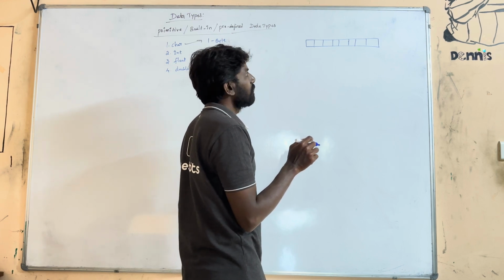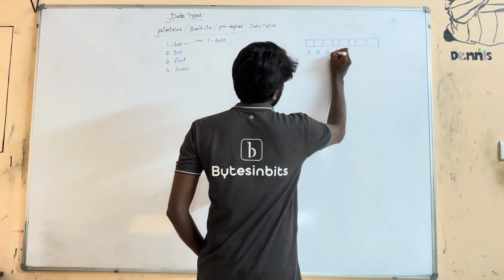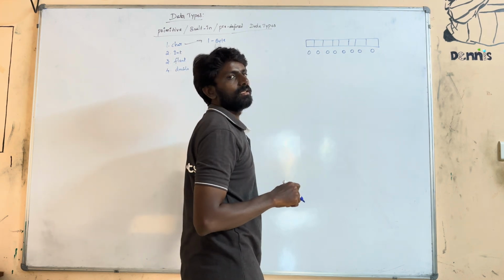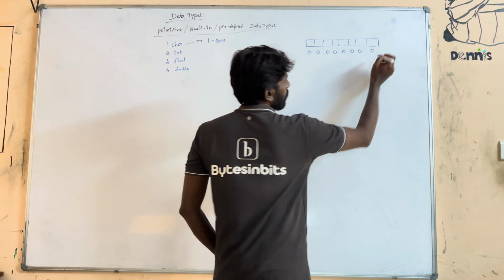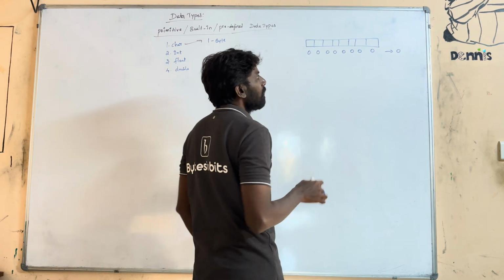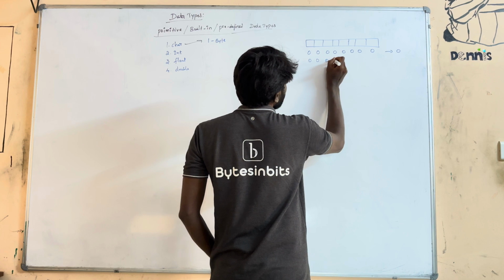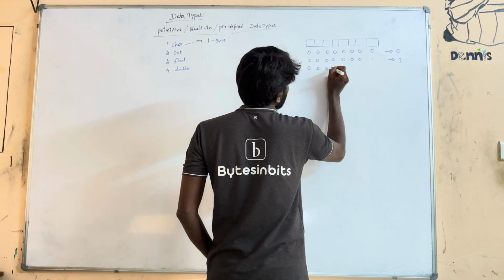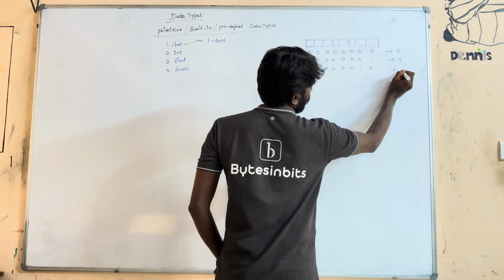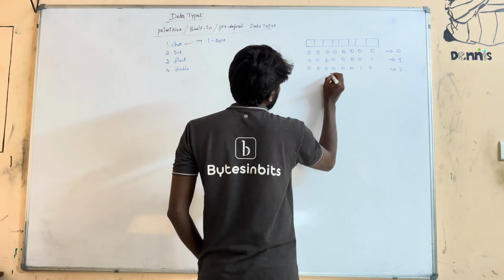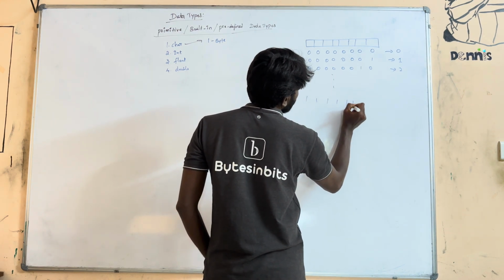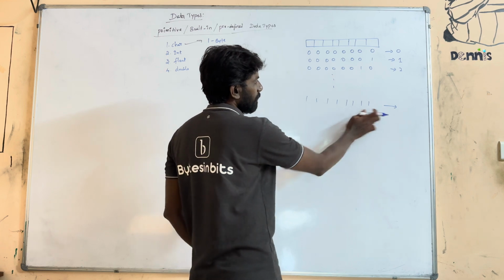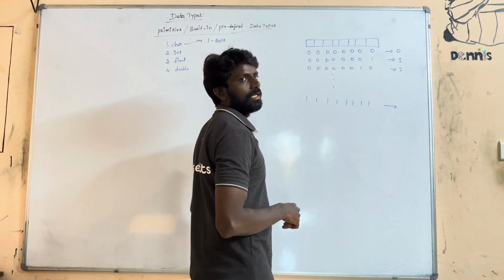If you are storing all these 8 bits as 0, then 0 is stored in this memory. If it is stored as 0, 0, 0, 0, 0, 0, 0, 1, then you are storing 1. Then you are storing 2. Like that, when all 8 bits are 1, what will be stored? 255.